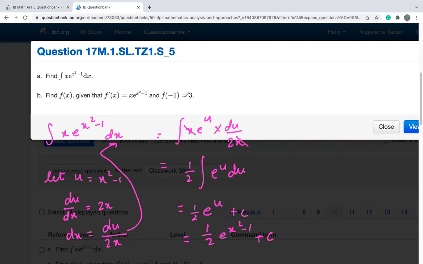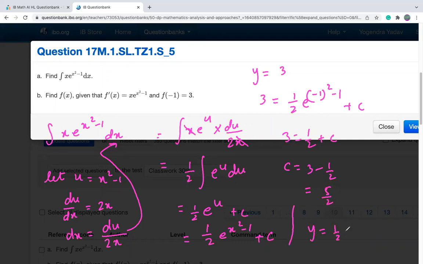Next, when x is negative 1, y is 3. So you plug in x as negative 1 here. So y equals 3. You'll get 3 equals half e to the power of negative 1 squared minus 1, plus c. This becomes 0, and e to the power 0 is 1. So it's 3 equals half plus c. So c is 3 minus half, which is 6 minus 1 upon 2, which is 5 upon 2. So your final function is half e to the power of x squared minus 1 plus 5 upon 2. That's your answer for this given question.